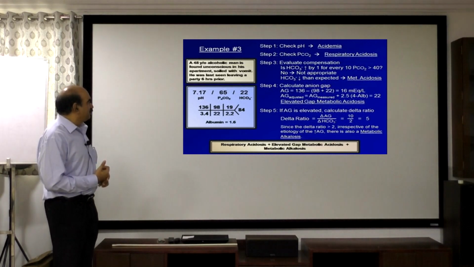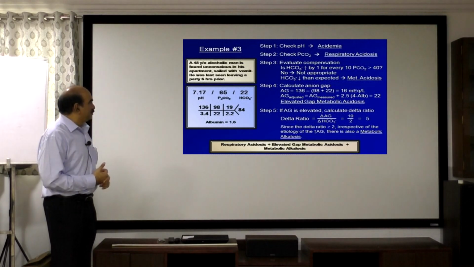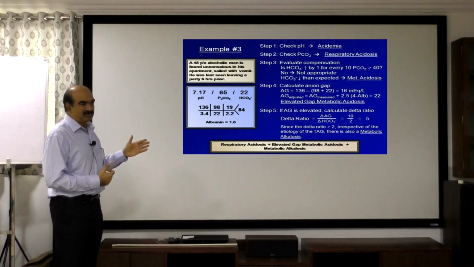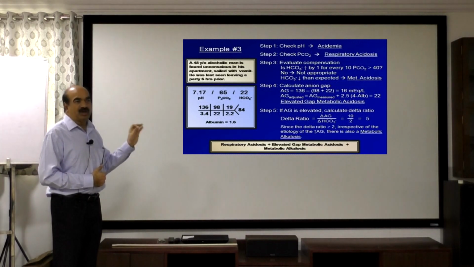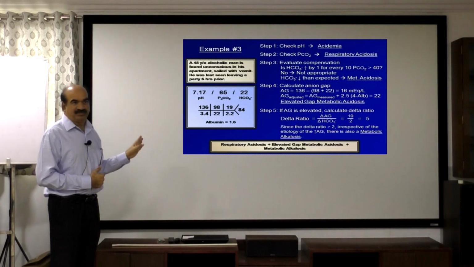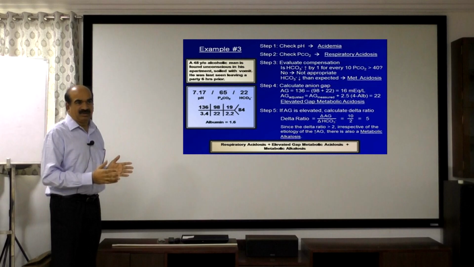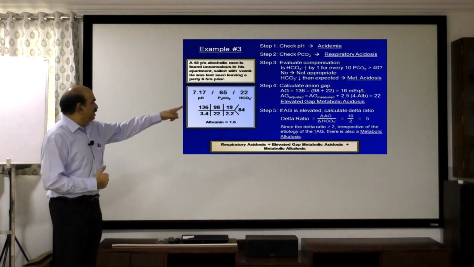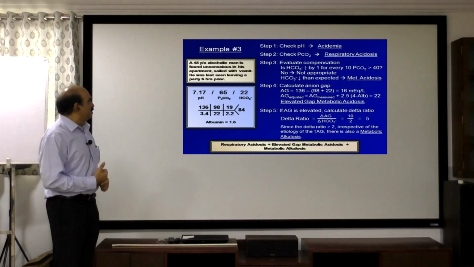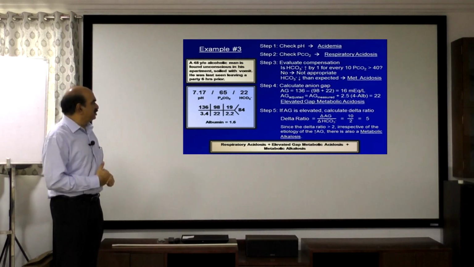What is the delta anion gap? Adjusted anion gap is 22. 22 minus 12. Measured anion gap minus normal anion gap is delta anion gap. Delta anion gap is the difference in anion gap levels. Here the measured anion gap, that is, the adjusted anion gap, is 22. Normal anion gap is 12. 22 minus 12, the delta anion gap is 10.